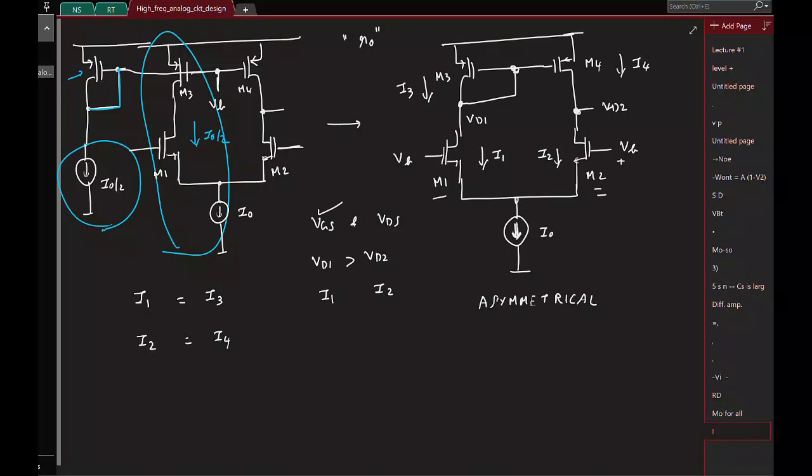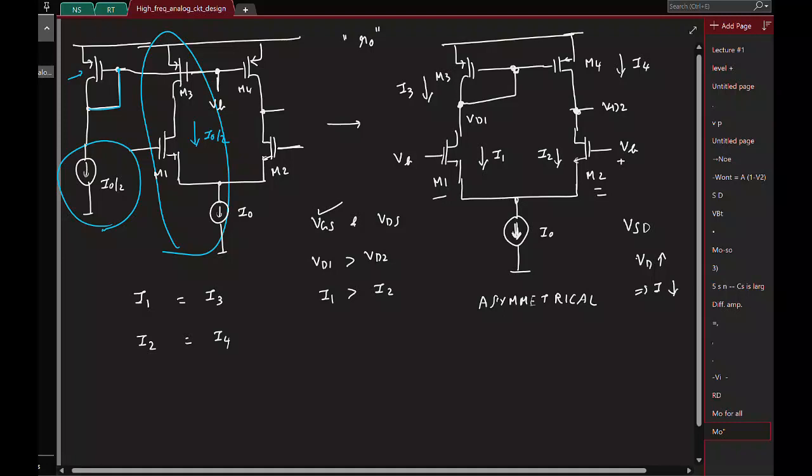I1 will be higher because transistor M1 is at a higher drain to source voltage. Fine. But remember, this is also the drain voltage for M3 and M4. And for a PMOS transistor, if the drain voltage is higher, what will happen to the current? For a PMOS transistor, remember the current depends on source to drain voltage. So if the drain voltage is higher, the current will decrease.